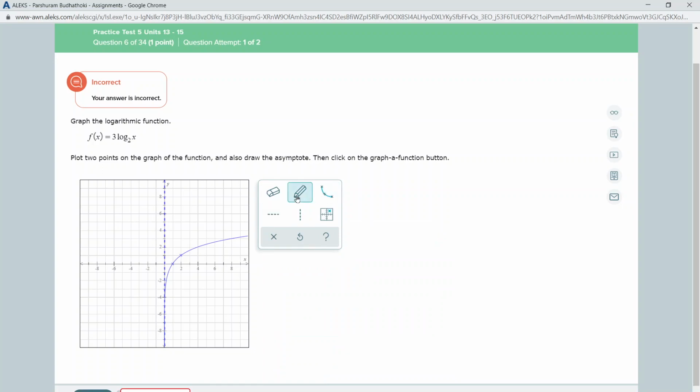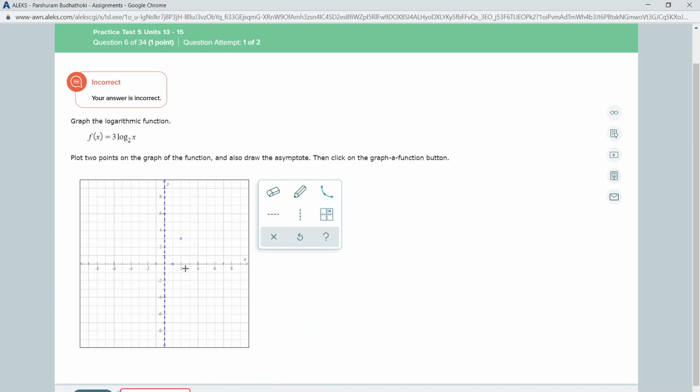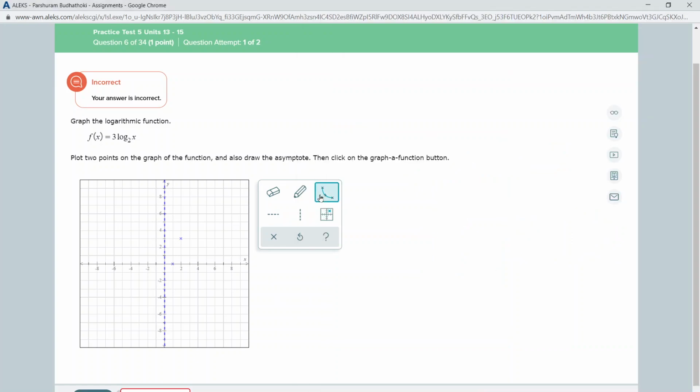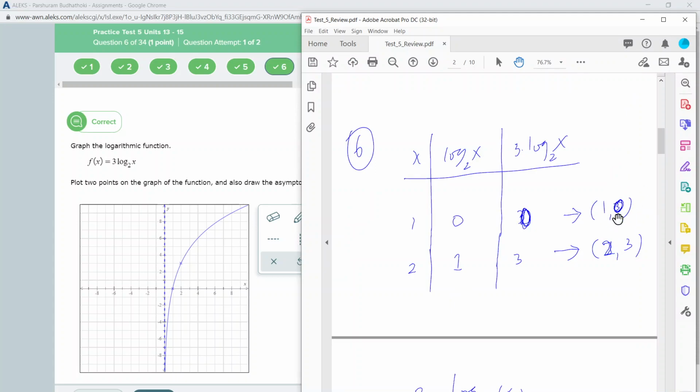Let me just erase this point, so the only point is 2 comma 3. Got it? Now 1 comma 0 is already there. As you can see, that's 1 comma 0. This is 3 times 0, which is 0. I'm sorry about that, it should be 0. And 2 comma 3, so that will be this one. Now let's try, and that's perfect. So when plotting this point, you have to make sure that you are plotting the right point.